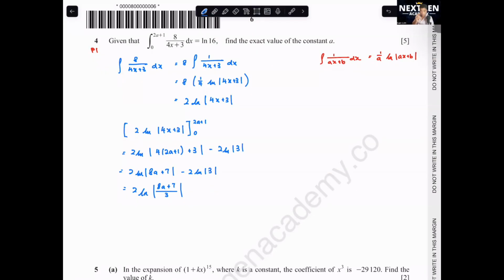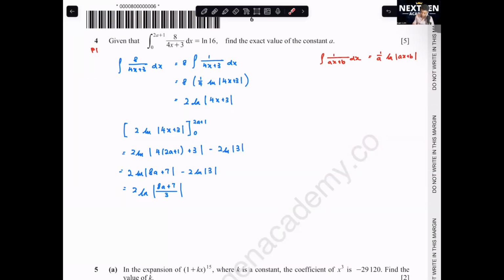I want you to also realize this. If you have the same coefficient in front of a log or ln, you can straight away just apply your rules of logarithm. This is your division law. Because you can look at it like that: you can factorize out the 2 over here, then it will just be ln 8a plus 7 minus ln 3. Don't need to go and change the power and all. You can straight away do like this.